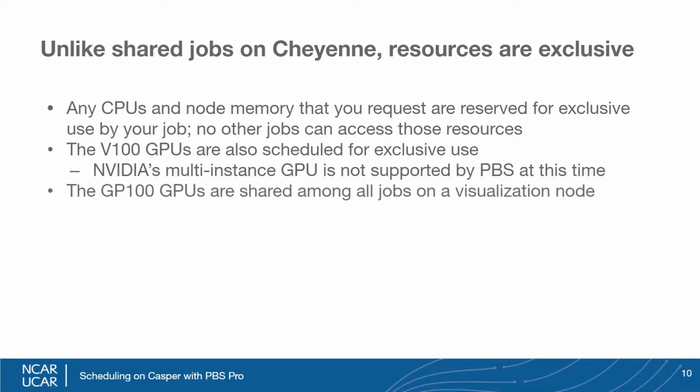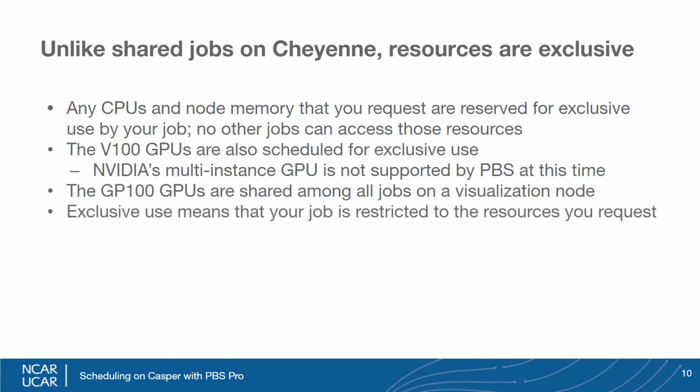The GP100 GPUs, the visualization ones, are shared among all jobs on a visualization node. We don't schedule those in an exclusive manner. That's because visualization jobs tend to be kind of on and off. And also, if you're running a remote desktop that happens to use the GPU to help render the desktop, we don't want that eating up an entire node for something that's pretty low resource. So those are shared.